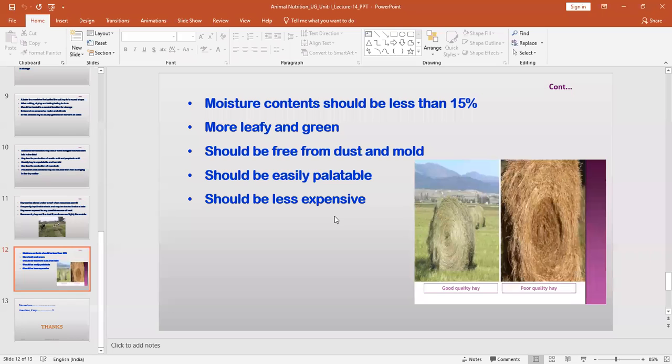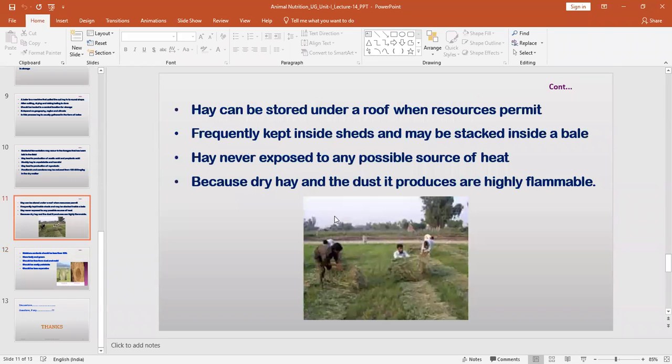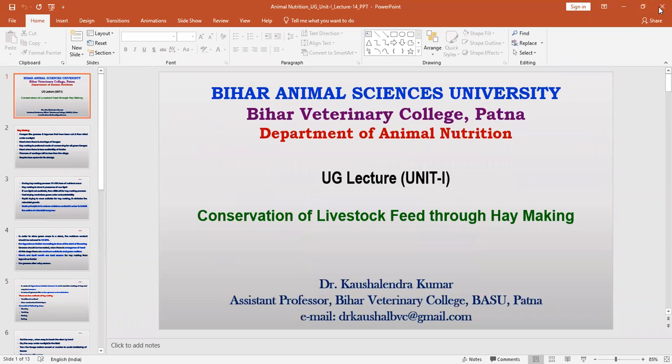Different companies and big players are coming into preparation and marketing of silage. So farmers are choosing this method for the conservation of the feed, and these two methods, hay making and silage making, are the best methods of conservation of feed for feeding livestock during the lean period as well as on a daily basis. So this is all about the conservation of livestock feed: hay making and silage making.